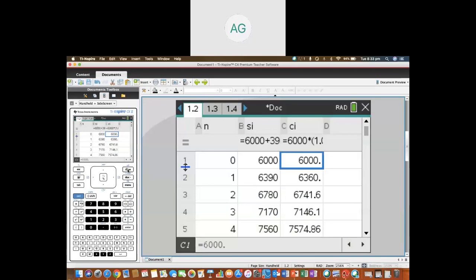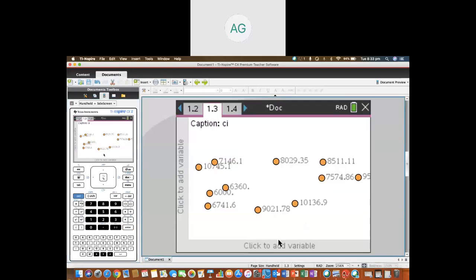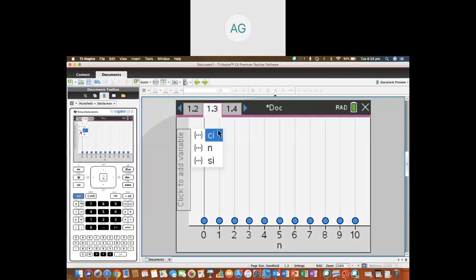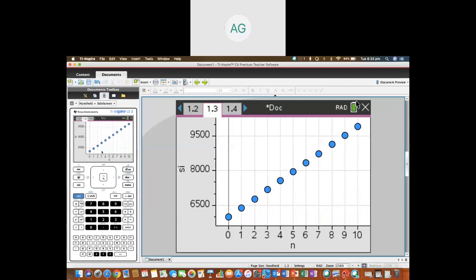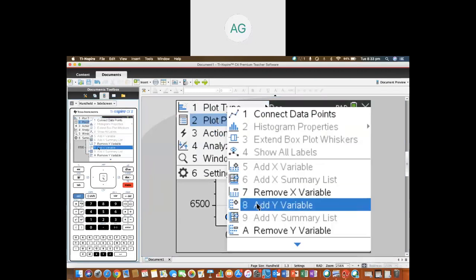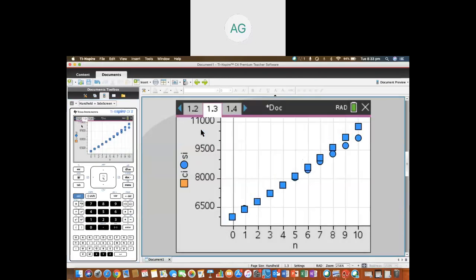Now you go to the main page, go to your graph. What was the x-axis? Your n. Then your y-axis, your first one was the simple interest. So you got a graph for simple interest. Now you go to menu, plot properties, and we need to add the compound interest to the y-axis as well. So you add y variable, and that was your compound interest. So you will see the two graphs here.